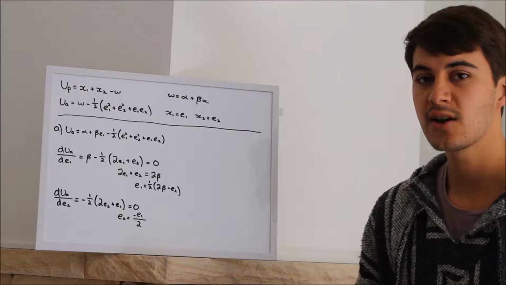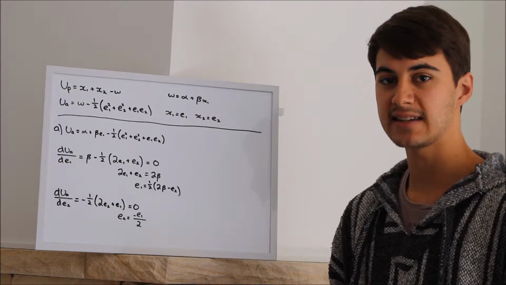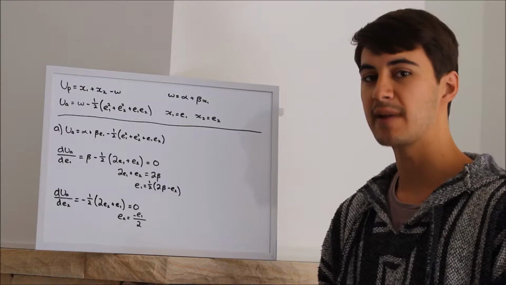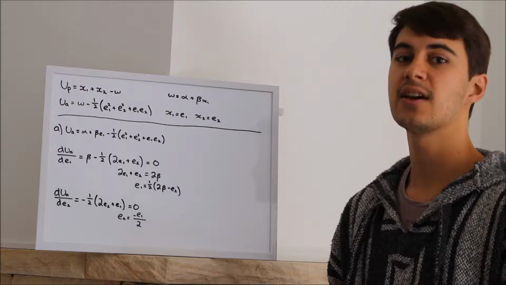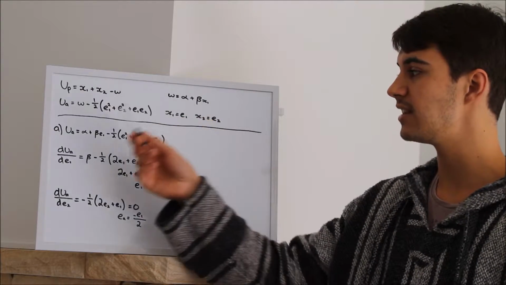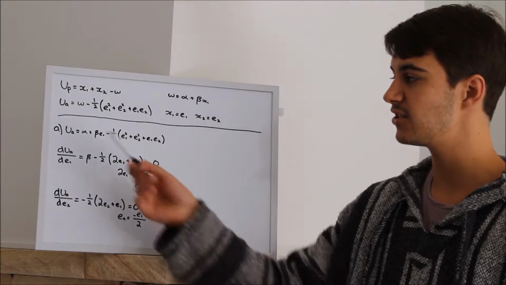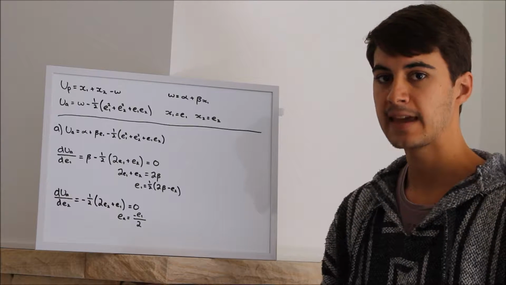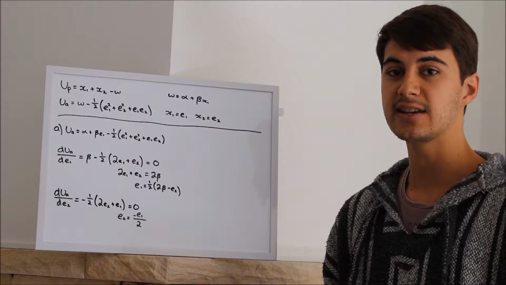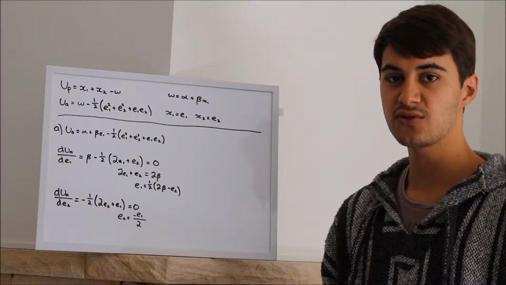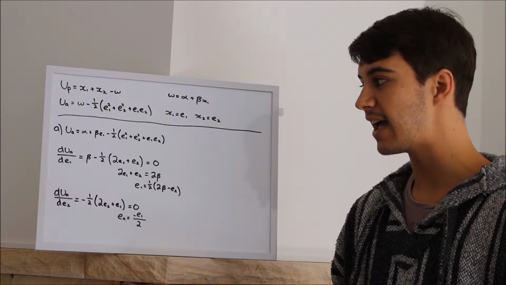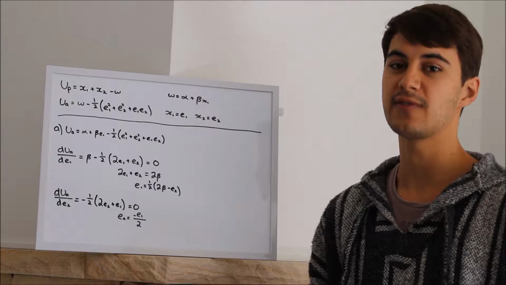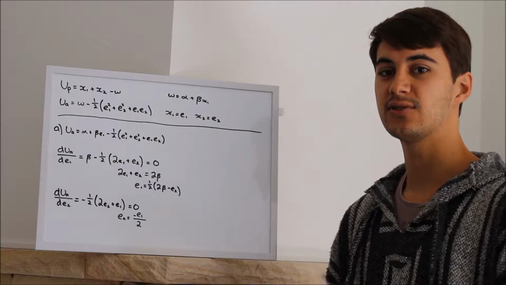So for part A, we're told to find the utility maximizing levels of E1 and E2 in terms of beta. In order to do this, we're going to sub in the wage equation into the utility function of the agent to give us the following equation. In order to find the levels of E1 and E2 that the agent is going to choose, we're going to take the first derivative of UA in terms of E1 and E2 and let this equal 0 to find the maximizing levels.